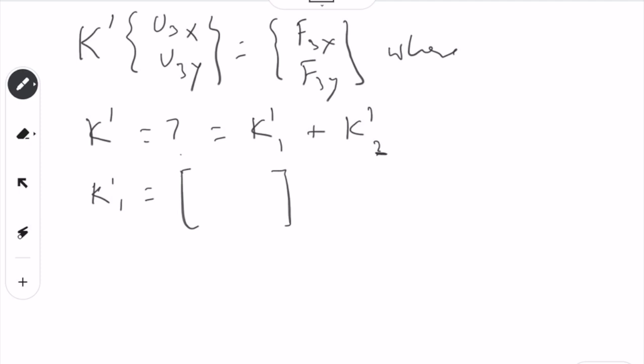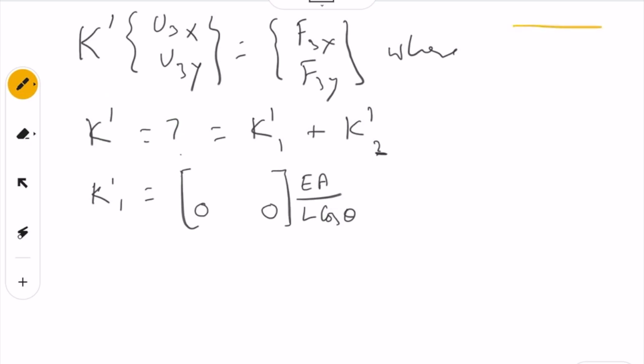So 4 will be all 0 entries, because 4 is the upward direction, right. So 4 will be a 0 entry. Also in 3 we will have here 1 times EA over L cos theta, and we can also work out this way.